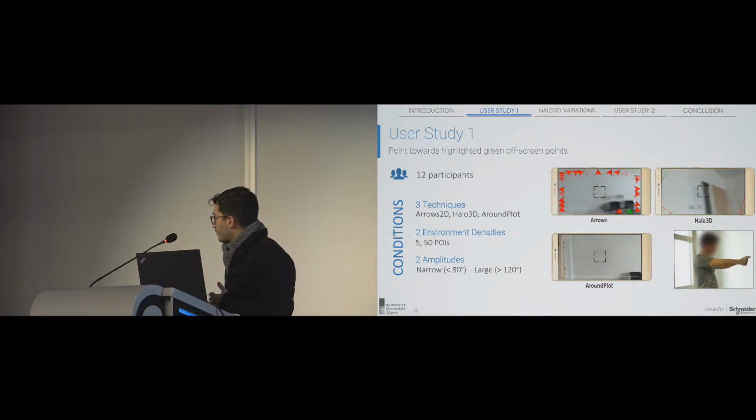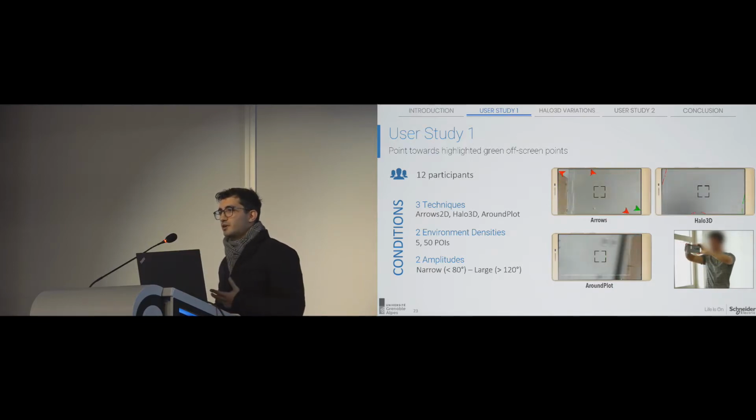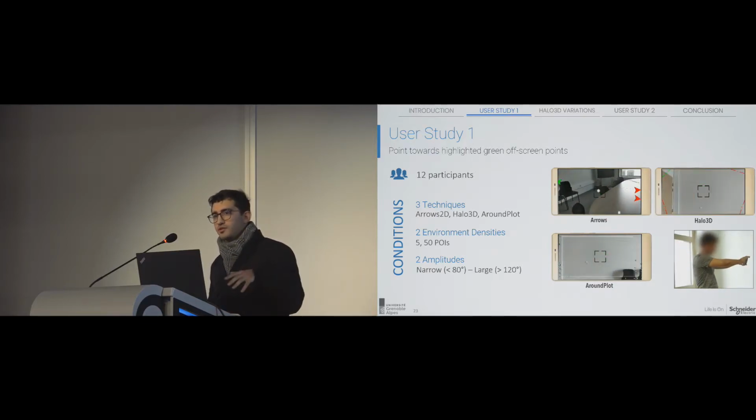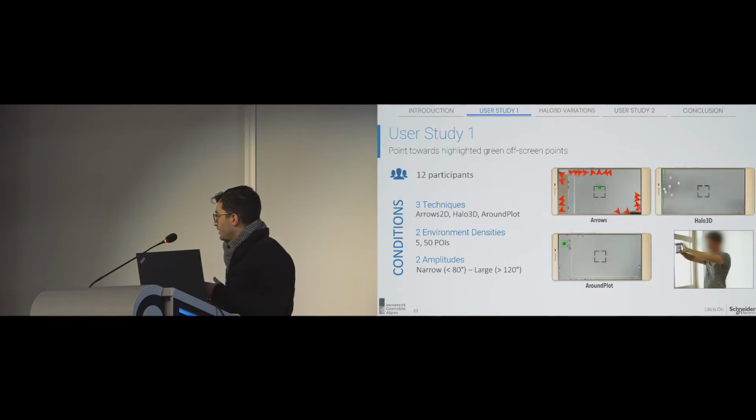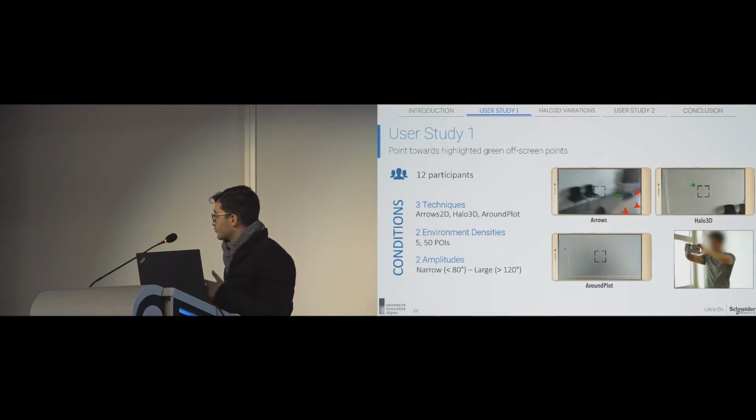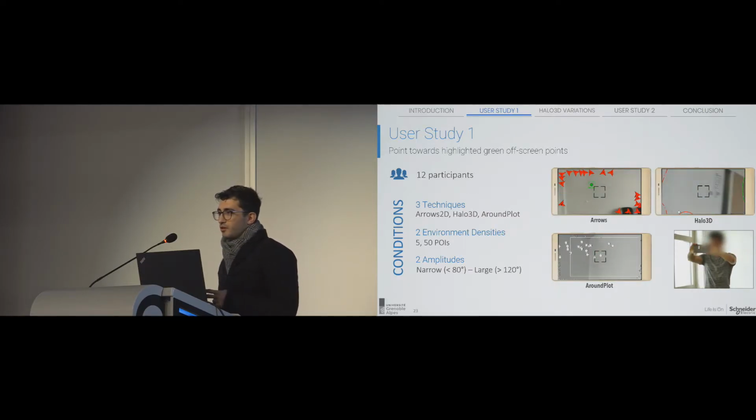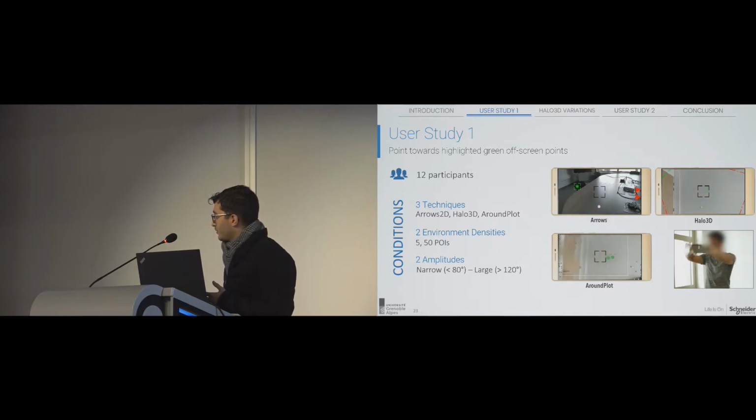So we compare the three techniques, and the objective of the task was to find an off-screen object placed around users. The target was designated by the green color, and we asked users to search for this target and select it to validate the task.